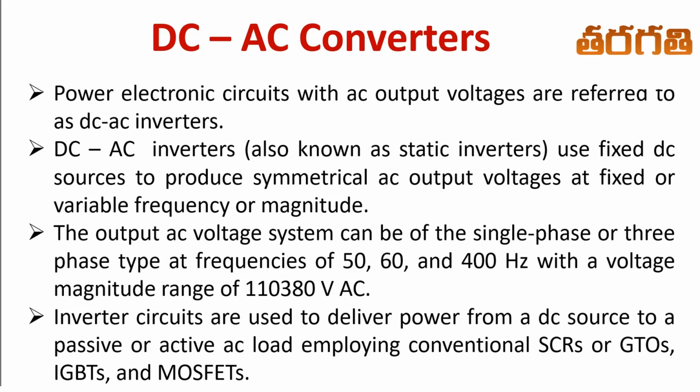So these devices can be operated with the help of pulse width modulation technique. So another name for these DC to AC inverters that make use of IGBTs and MOSFETs is PWM inverters, pulse width modulated inverters.